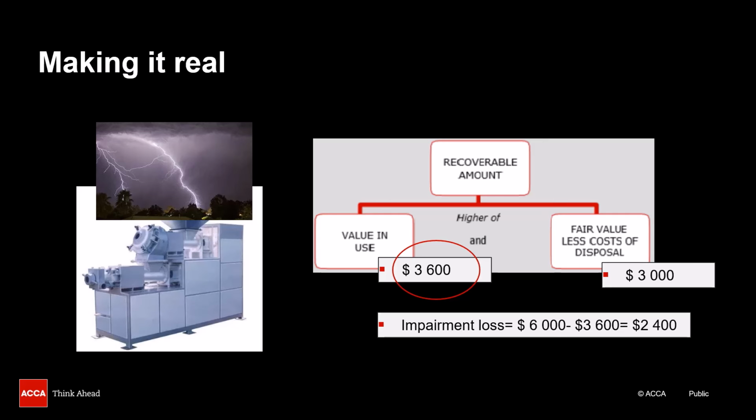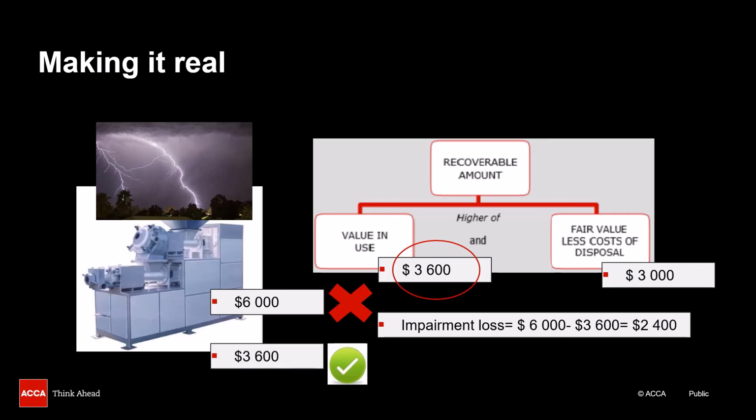An impairment loss would need to be recorded. The machine will no longer be recorded at $6,000, but rather at its recoverable amount. This is to correctly show the future economic benefits associated with the machine after the machine had been damaged and its production capacity has been reduced.